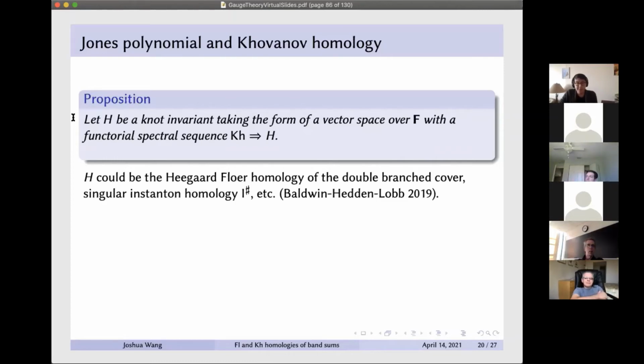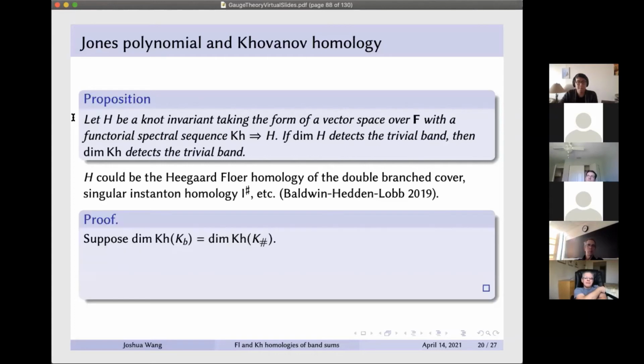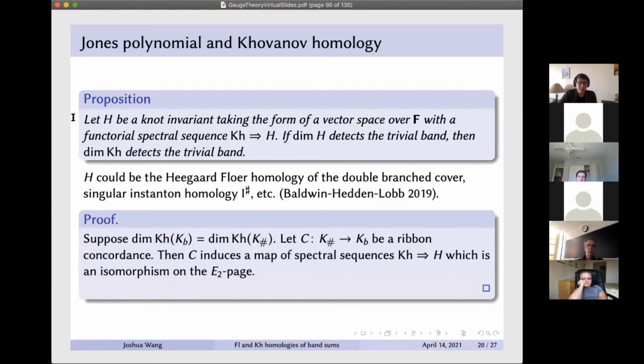Okay, and I claim that if you have such an invariant, then if the dimension of H detects the trivial band, then the dimension of Khovanov homology also detects the trivial band. So suppose you've got a band for which K_B and K sharp have the same dimension of Khovanov homology. The goal is to show that the band is trivial. You pick a ribbon concordance from K sharp to K_B, and you look at the induced map of spectral sequences.